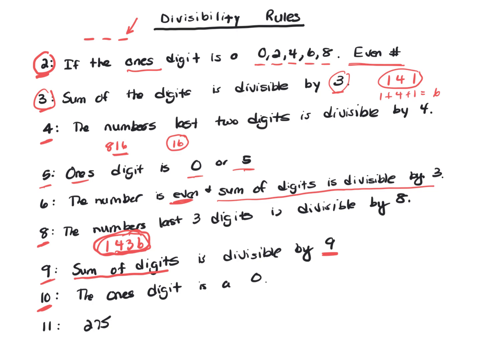10, the ones digit is a 0. 10, 20. If you have the number 1040, anytime that ones digit is a 0.